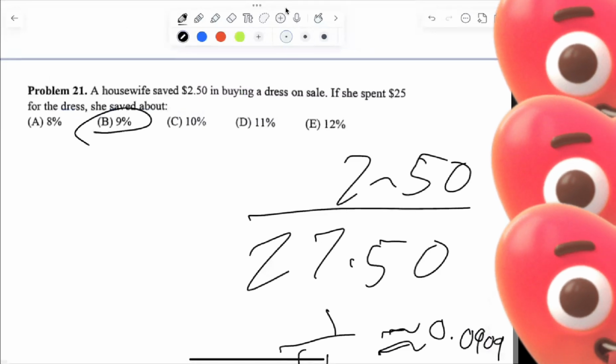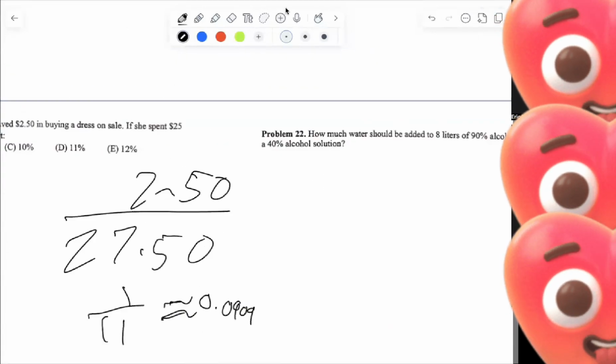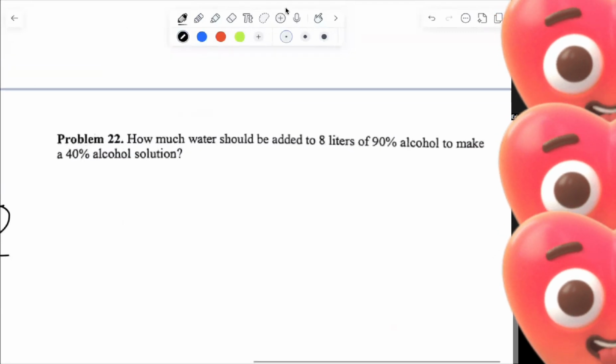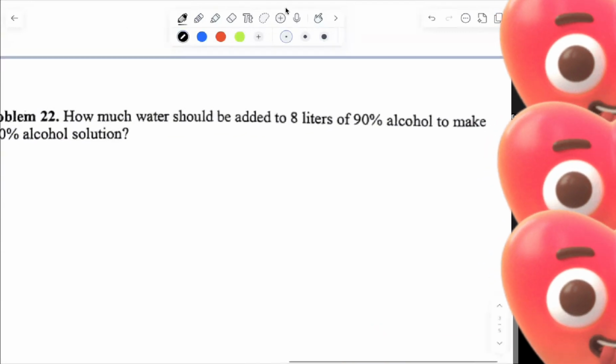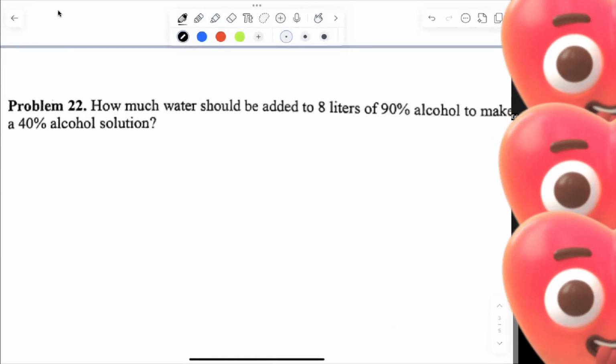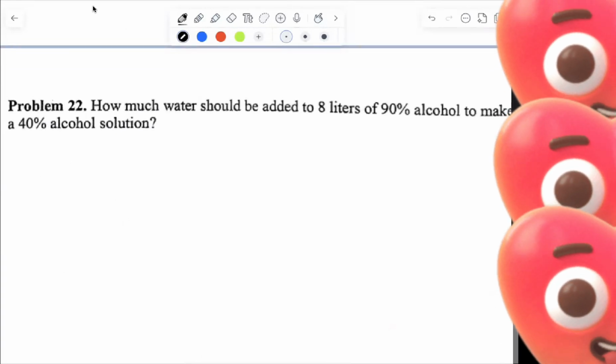Alright, let's move on to problem 22. I will let you have a try on this question and tell me your answers in chat. Please do private message. Don't just shout it out in the everyone chat.